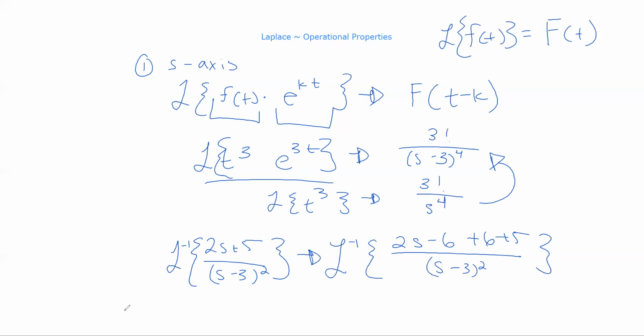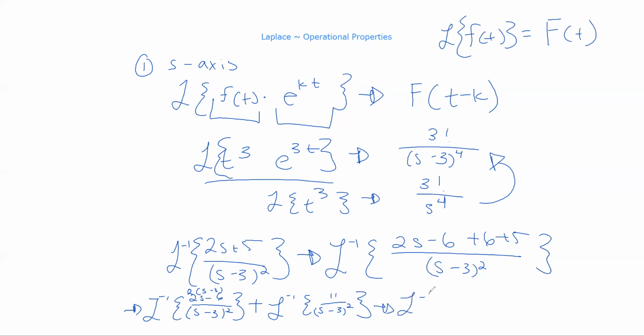Then if I wanted to take this Laplace and split it up into 2 Laplace functions, I then have the inverse Laplace of 2s minus 6 over s minus 3 squared, plus inverse Laplace of 11 over s minus 3 squared. This should still be squared. I can then simplify this thing over here because there's a common factor of 2, so that becomes 2 times s minus 3, which can cancel to 1 s minus 3 in the denominator, and then I'm looking at the inverse Laplace of 2 over s minus 3 plus inverse Laplace of 11 over s minus 3 squared.